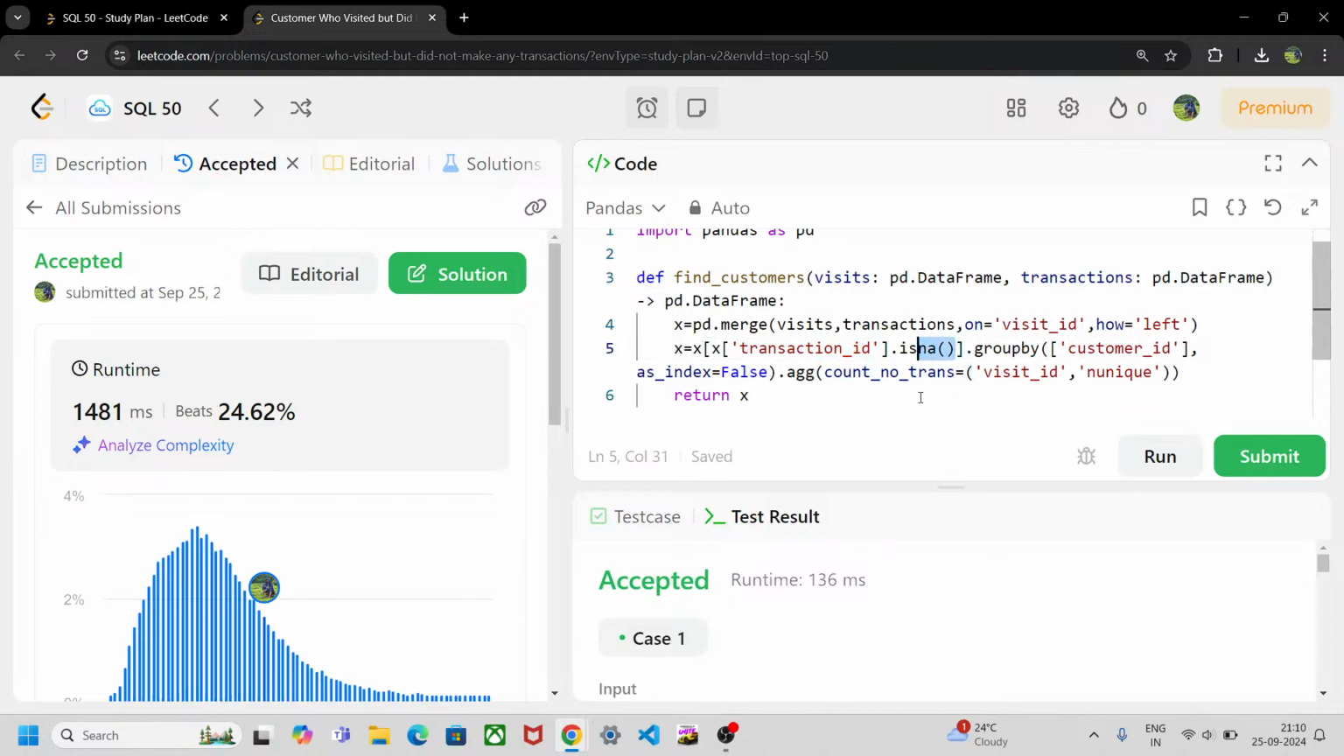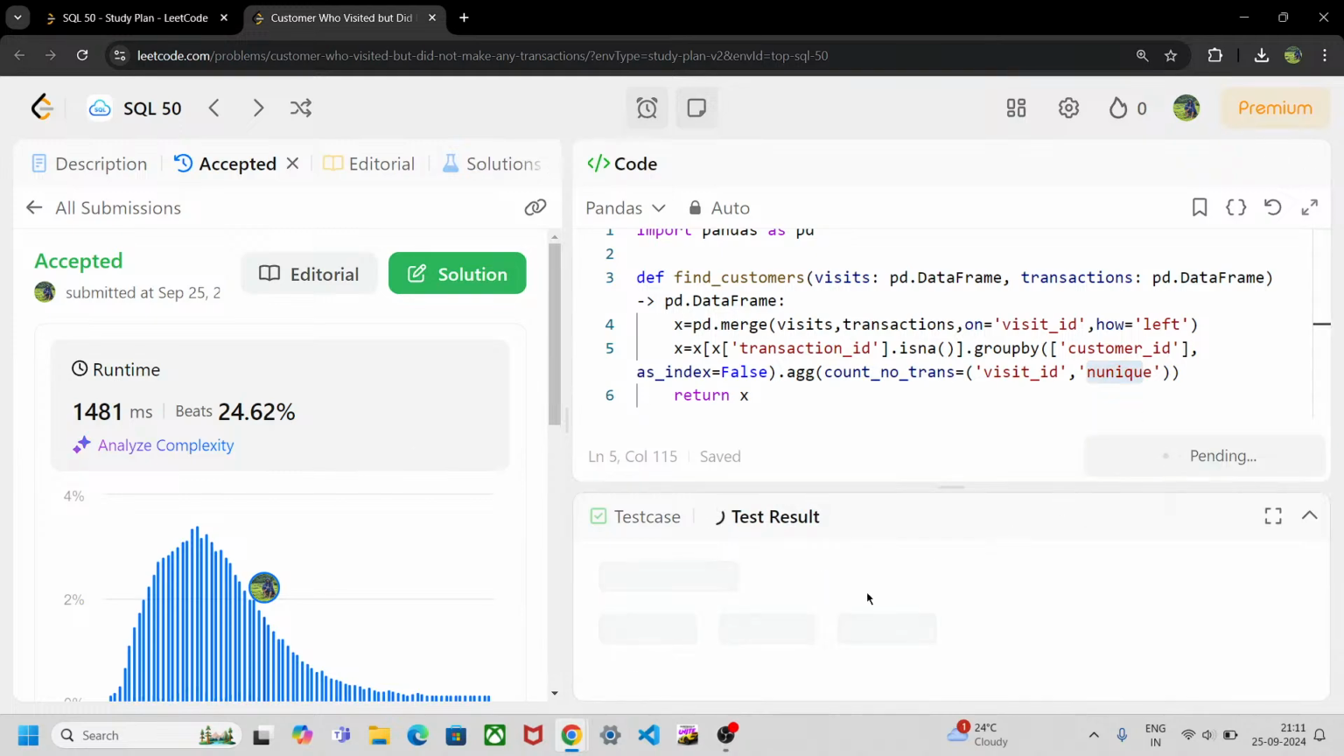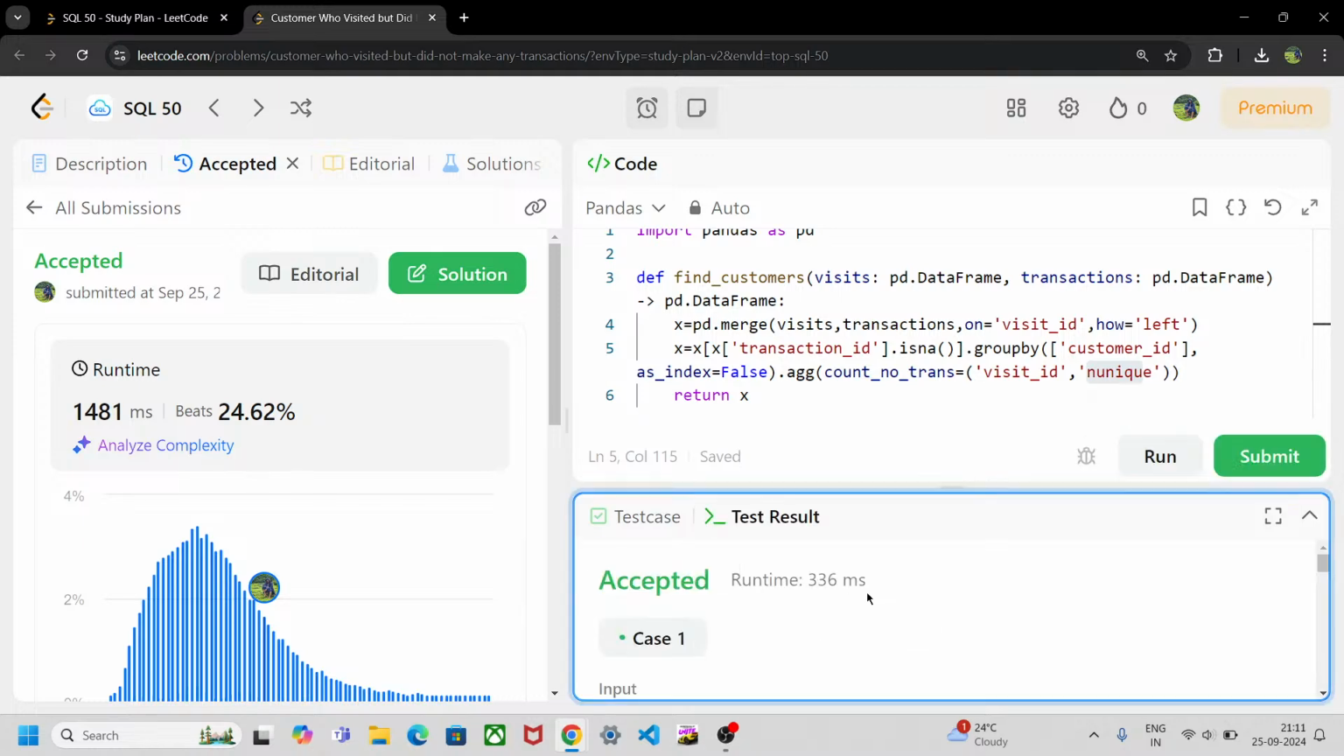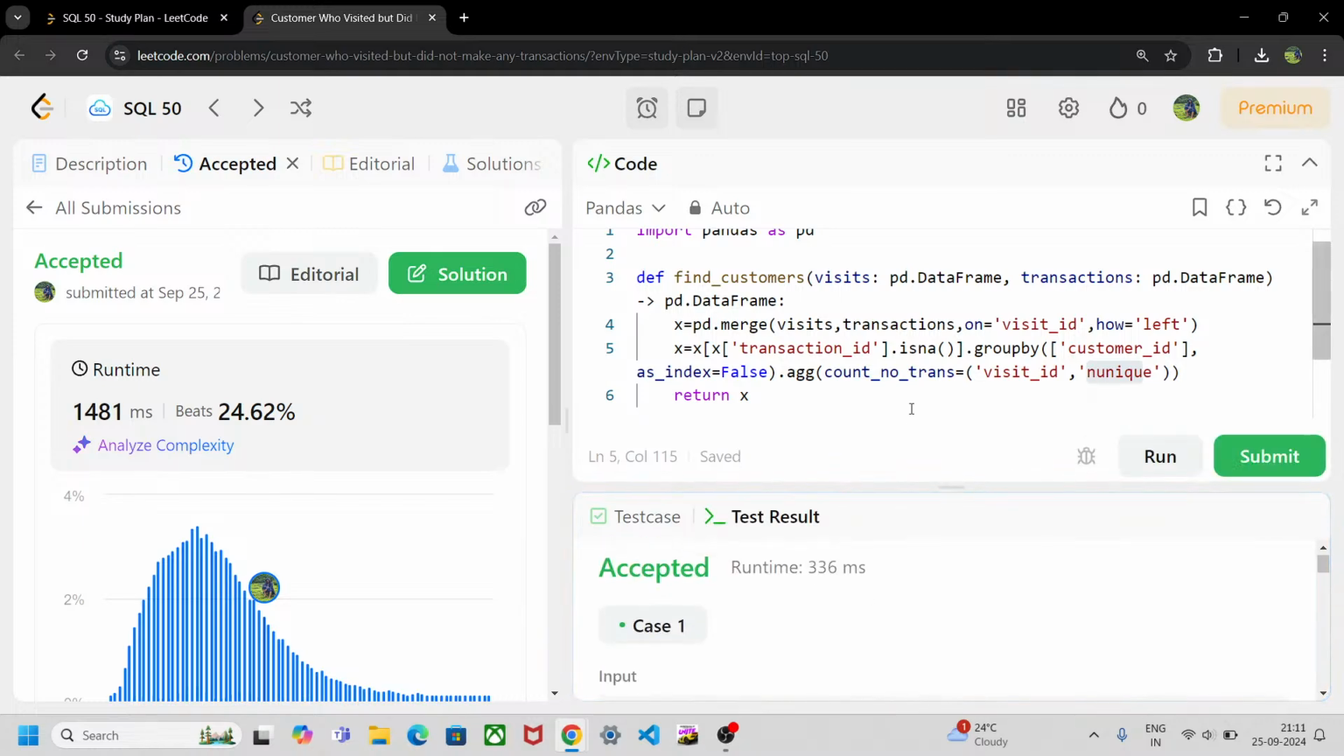Okay, and as_index=False in the sense, what happens is whenever you group, we get the index as some column. So we are removing that index and converting it to regular columns. Then we are aggregating, that is the count of number of transactions with visit ID, and nunique in the sense we are counting the visit IDs which are unique. Okay, so if I run this, it should work. Let's break this down.